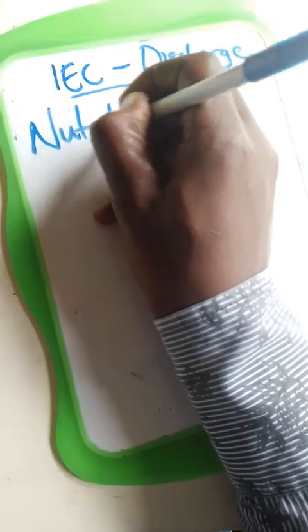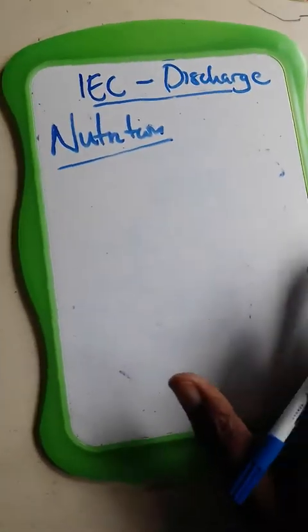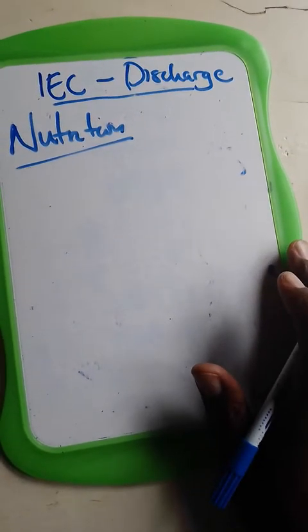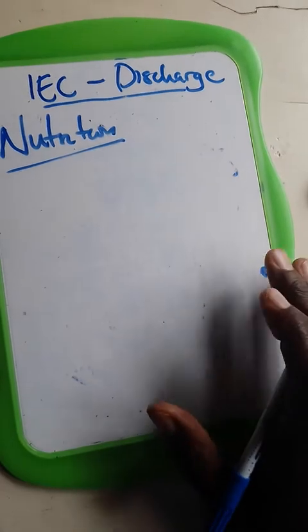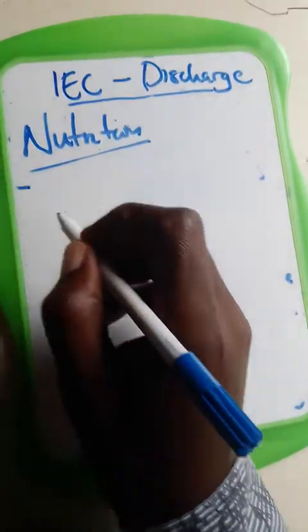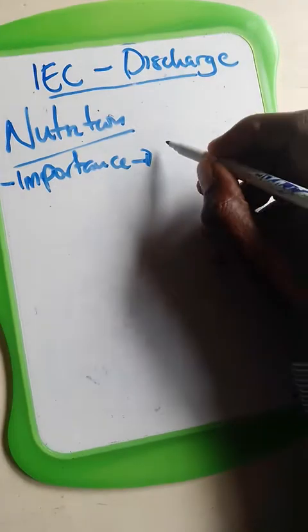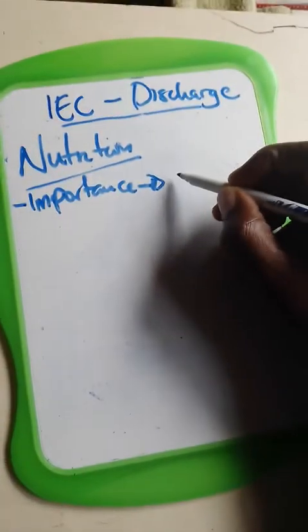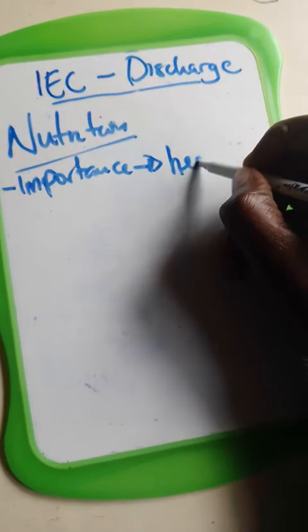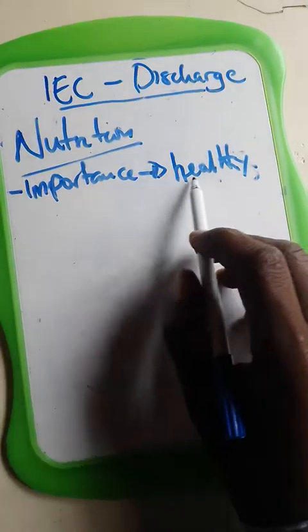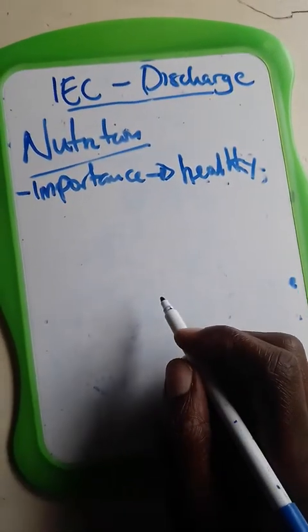Under number 3, we've got nutrition. Under nutrition, we all know that anybody, even when they're not sick, is supposed to eat. Now this patient will be having drugs to take, so they need also to eat so that they promote quick recovery. So you need to explain the importance of nutrition as well. What's the importance of nutrition? You need to tell them that when they eat healthy foods, their health will improve, so they'll become healthy. So you need to explain the importance of eating healthy foods.